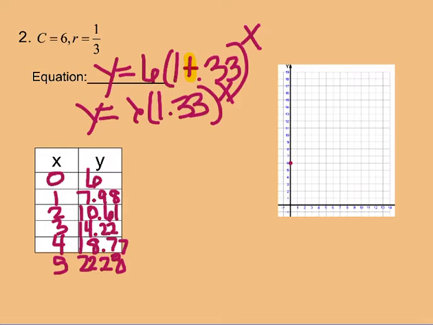Then we're going over 1, up 7.98, which basically is 8, and that's only not 8 because of our rounding. So then over 2, up 10.61, so it's just about 2/3 of the way to 11.